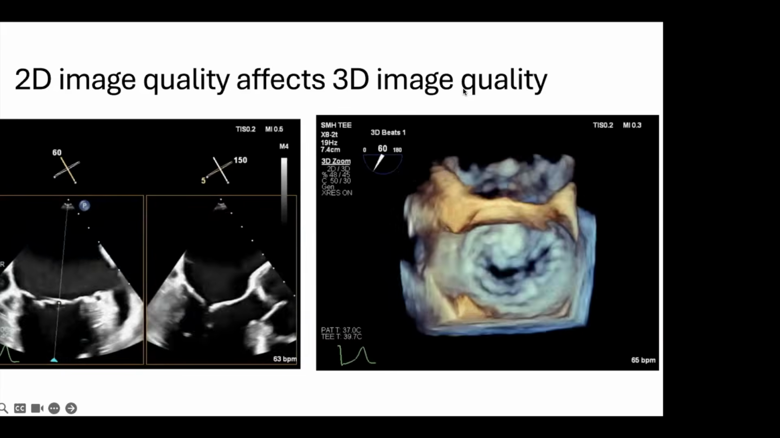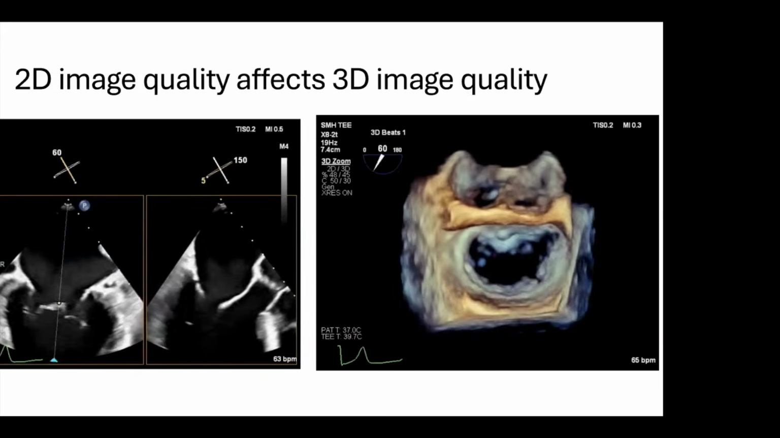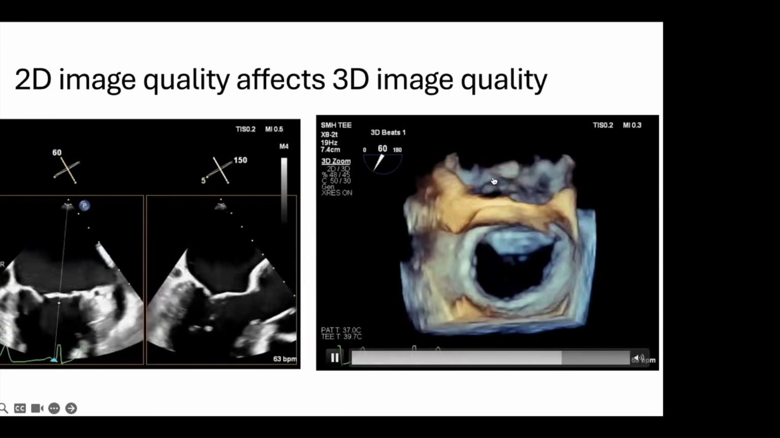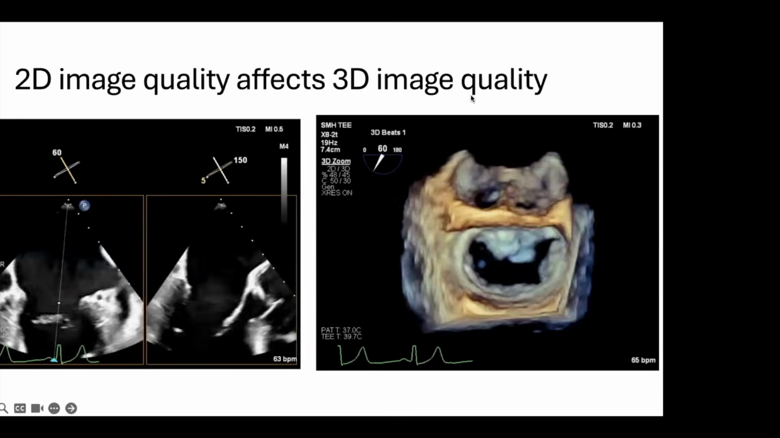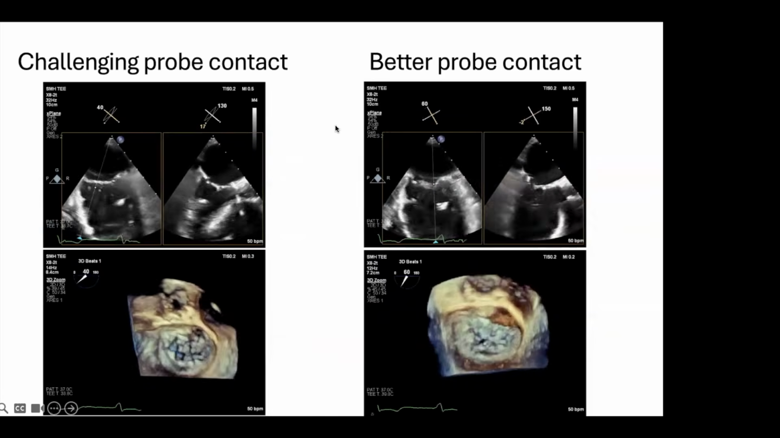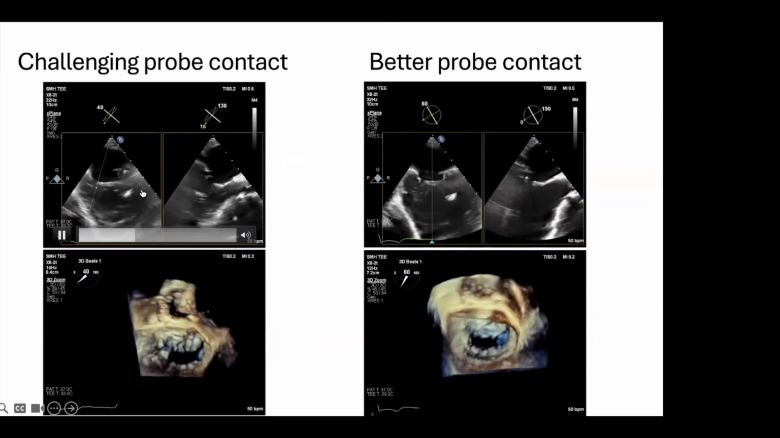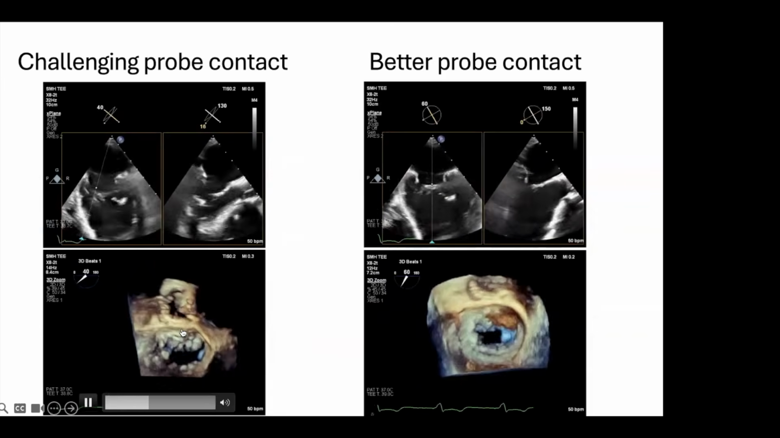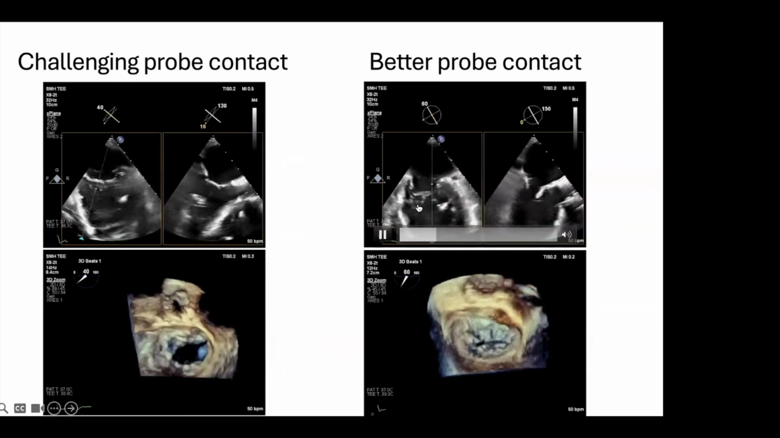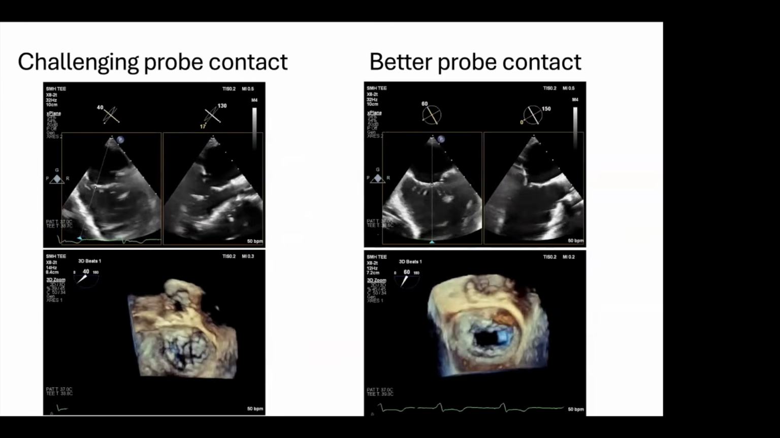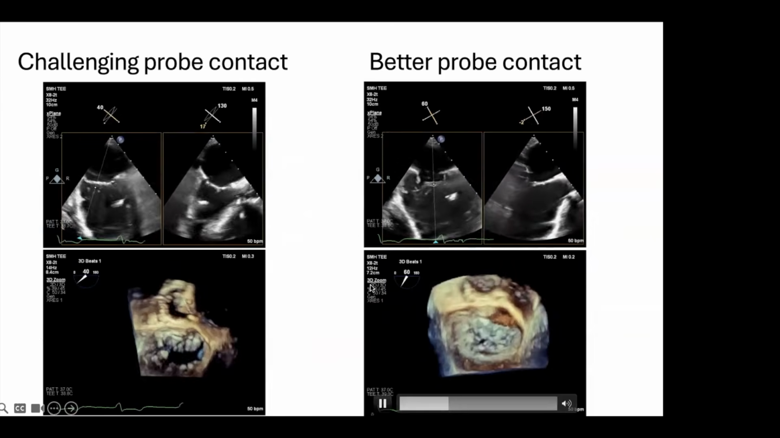This is the same patient. If you just improve your image, improve your probe contact, get a better looking 2D image, the 3D image improves significantly. You can see the difference compared to the previous. This is another example where probe contact is not too bad, but again it's kind of a fuzzy image. And so if you have a fuzzy image, it's going to produce a fuzzy 3D. But if you take the time, use your knobs, try to improve the contact with the esophagus, the 3D quality does go up.